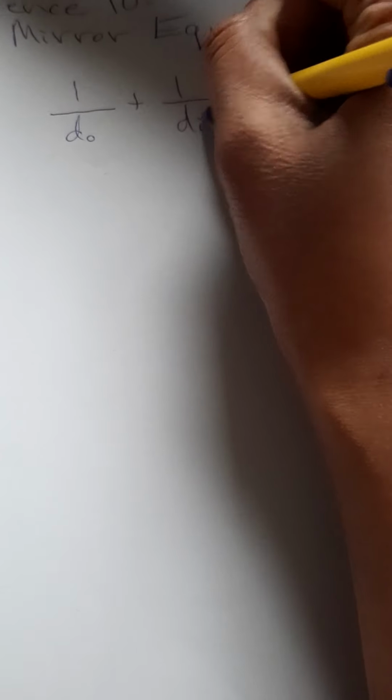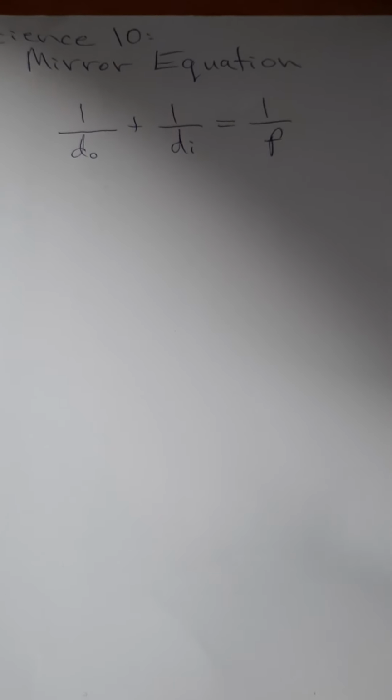Alright, so on this paper is where we're going to actually try some of our questions. This is what the mirror equation is. So I'm going to write it out here. It's 1 over dO plus 1 over di equals 1 over f. So now you're probably wondering, what are all of these variables here? So let's define it first.